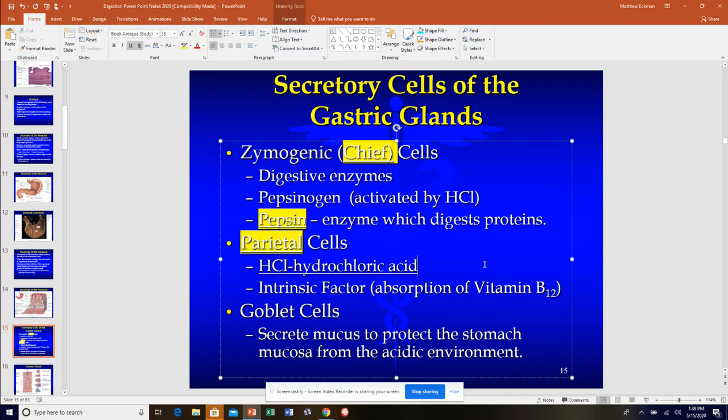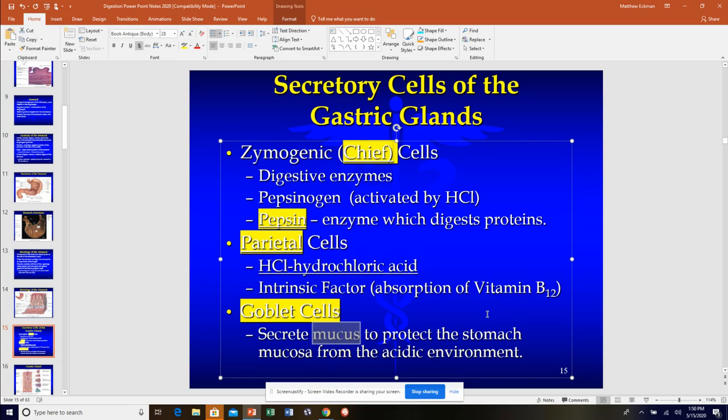This would actually burn our skin or our stomach. So what we also have are goblet cells. And these goblet cells secrete a mucus. Now, this isn't saliva, all right? It is not slime, it is mucus. And it is a really thick mucus.